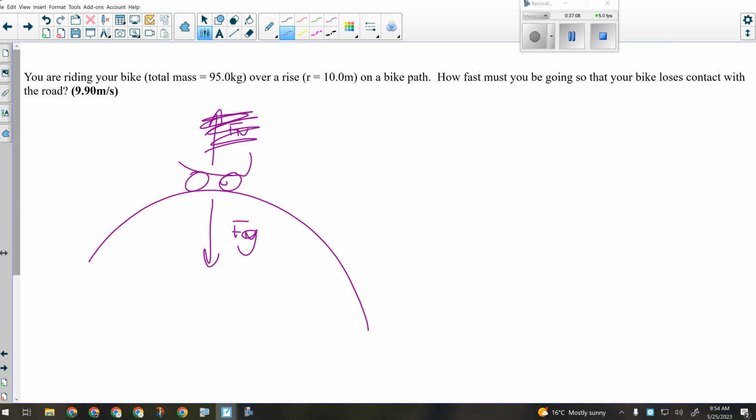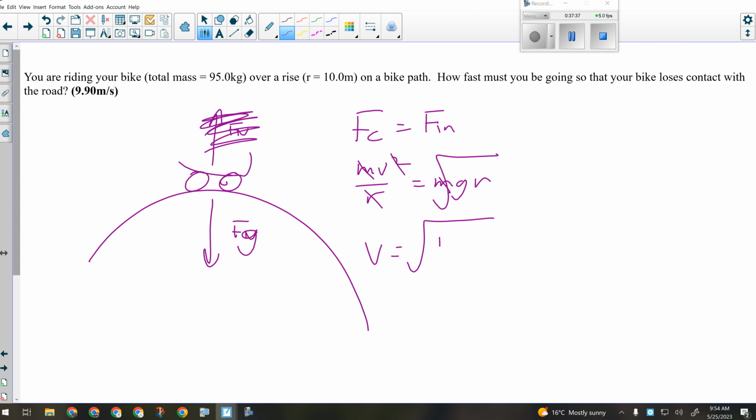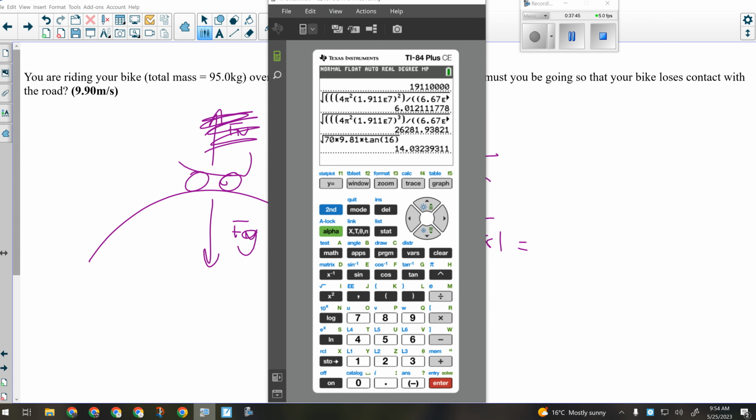Okay, so now we're dealing with FC equals forces in minus forces out. Well, there aren't any. The only force out is 0, so there isn't a force out. Okay, so we're left with this. FC equals the forces in. So that means mv squared over r equals m times g, and we're looking for v. Here's that thing again. Okay, so v equals the square root of 10 times 9.81, so whatever the square root of 98.1 is. 9.90.